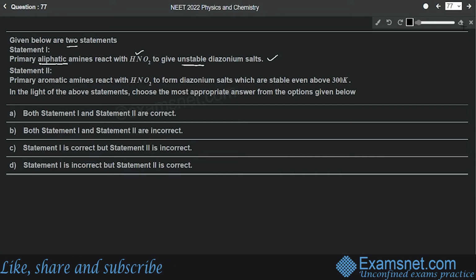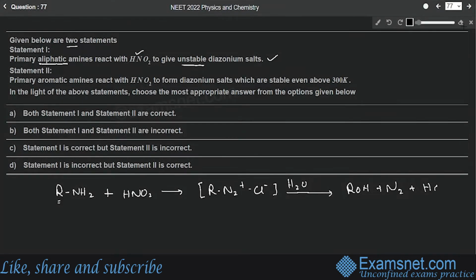Let's have a look at the chemical reaction. So this is the primary aliphatic amine. Okay, R represents the aliphatic group, right? Plus nitrous acid, it will give us the diazonium salt, that means the alkyl group, then N2 plus Cl minus, right? Now this diazonium salt will soon get hydrolyzed to give alcohol plus nitrogen plus HCl. Okay, so this is the final product, and diazonium salt stays for a very short period of time.